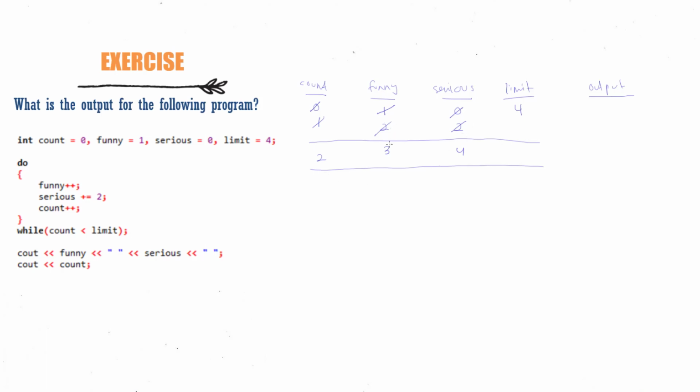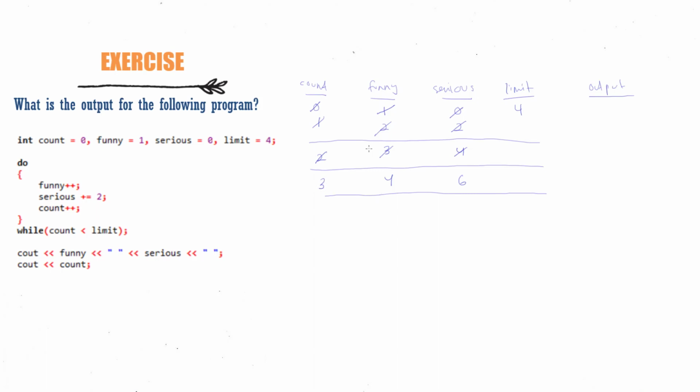So funny will now become plus plus, so funny will become 4. Serious equals serious plus 2. Serious now is incremented by 2, so this now becomes 6. Then count plus plus, so from 2 it'll become 3. Then it goes to the condition again. Is count, which is 3, less than 4? Yes, that is still true. So you go back up again. So we go to another iteration.